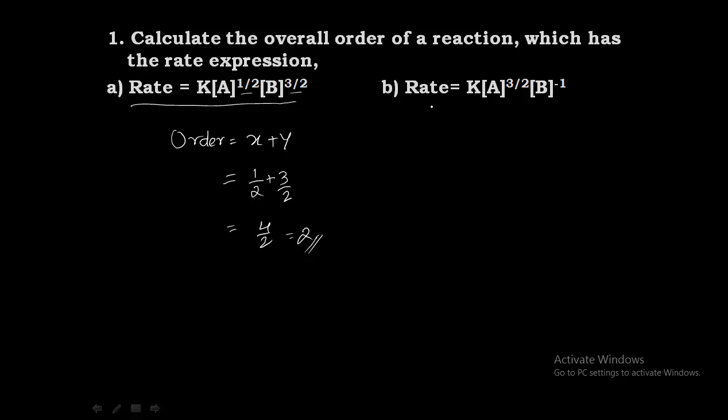Similarly, the second one we can solve in the same manner. Here order is equal to the powers 3 by 2 plus, for the concentration term B, the power minus 1. So 3 by 2 plus into minus 1. If we take the LCM, we will get 2, and 3 minus 2 is equal to 1 divided by 2. So the order of the second rate expression is 1 divided by 2.